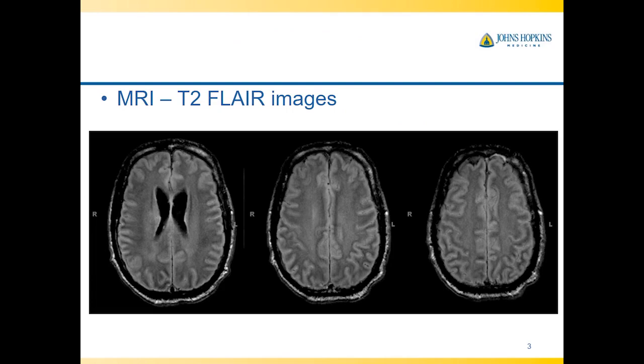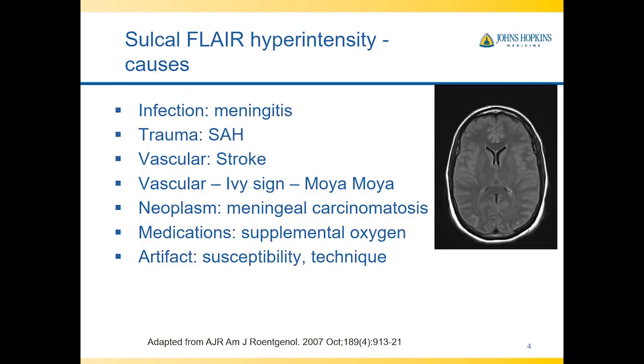So let us look at these set of images. These are axial FLAIR images of the brain which show mild ventricular prominence and also slightly increased FLAIR signal within the convexity sulci. You can see that that is brighter than the CSF within the ventricles. So what is the differential diagnosis for a patient with sulcal hyperintensity on the FLAIR images?